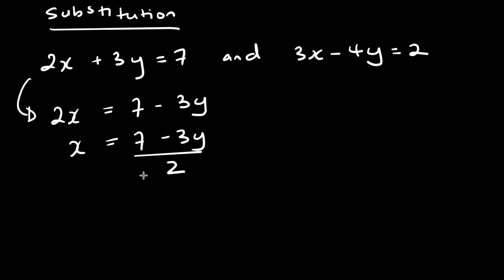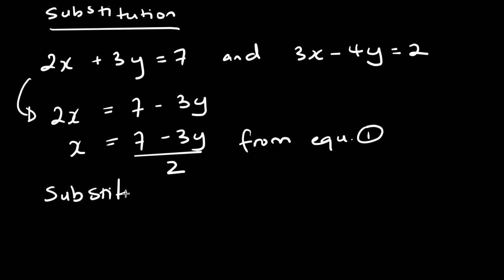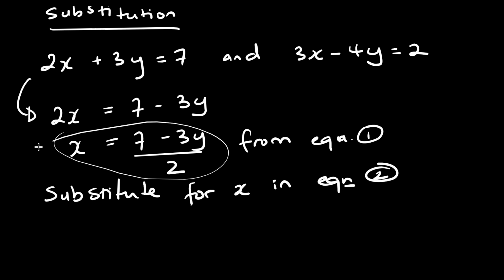So now that we have a term, x is equal to (7 minus 3y) over 2, and I'm just going to write from equation 1, right? Now I must substitute for x in equation 2, right? So that's my job now. I need to put this here in here, and it's doable, and we're going to do it. So I'm going to scroll up a bit.